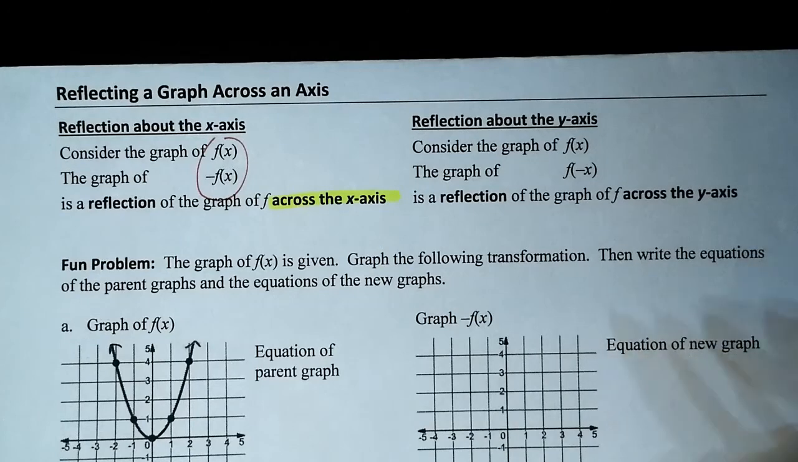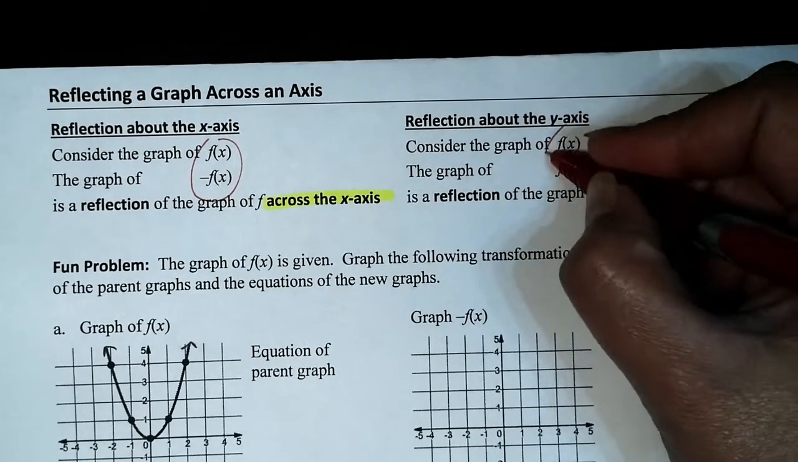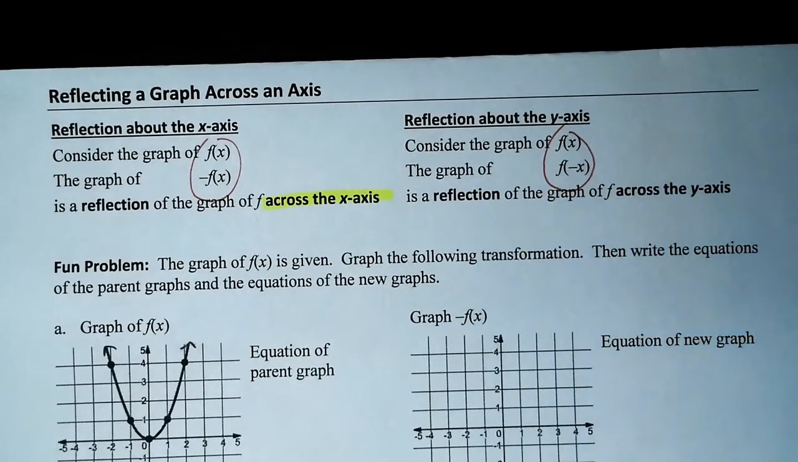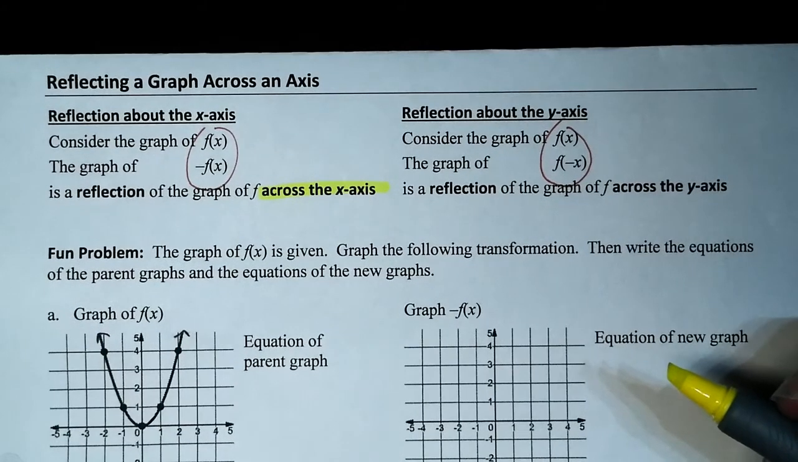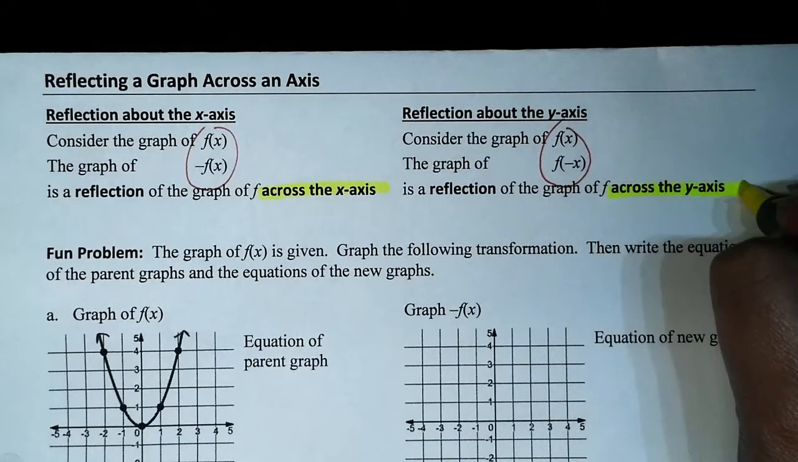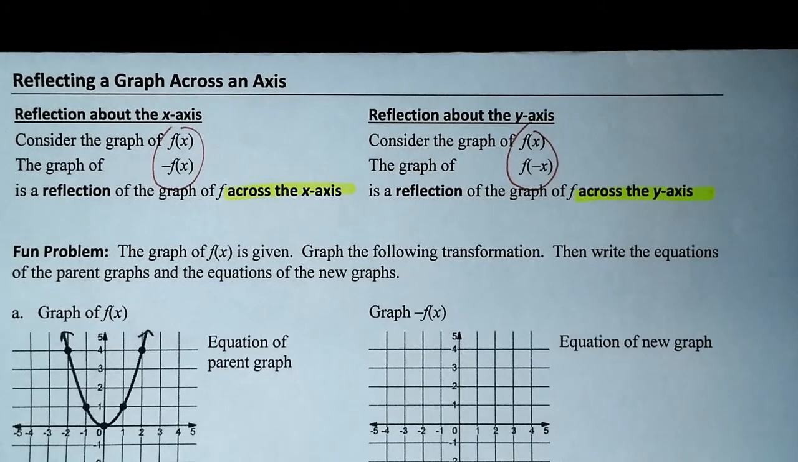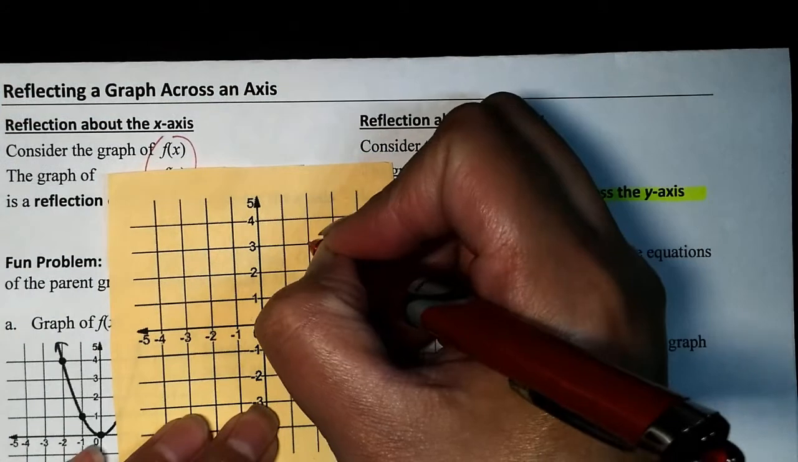Okay, so we are asked to consider the graph of f(x), and then the question is, what is so special about the graph of f(-x)? So the special thing is that the graph of f(-x) is a reflection of f about the y-axis. I'm supposed to say across the y-axis, but that's how I was taught. Okay, so let me try to illustrate it. I'm going to graph the same point, which I believe was (2, 3).